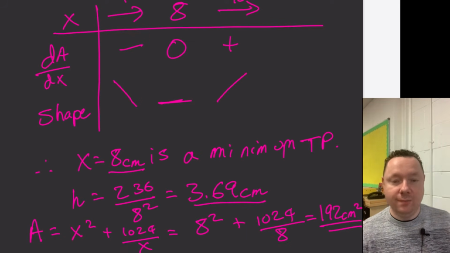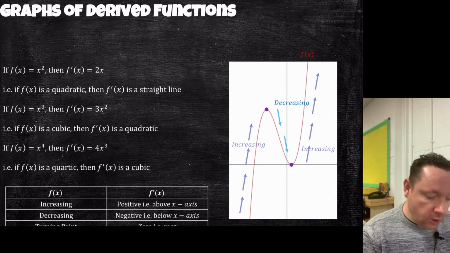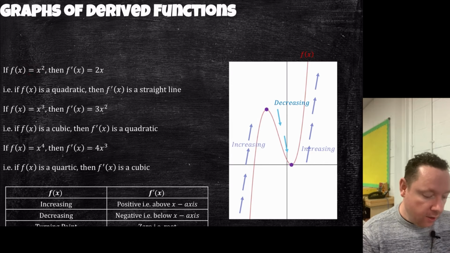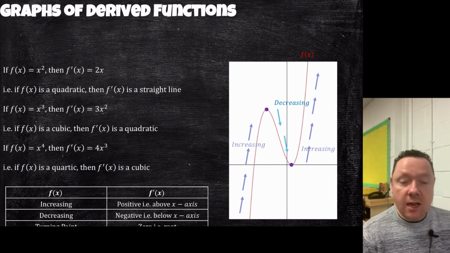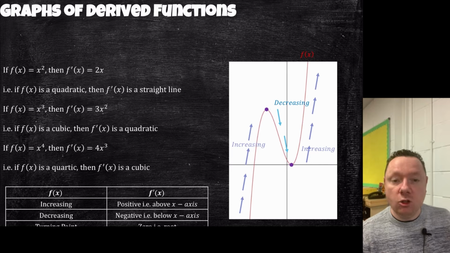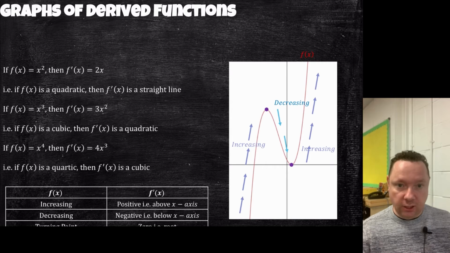So we're done there. Graph of derived functions for S3 higher maths. So just a little reminder of what happens. If we've got x squared, a quadratic, if we differentiate that, x squared becomes 2x, well, that's just a linear, a straight line. Any quadratic that you differentiate, you're expecting a straight line. So if we had a picture of a quadratic, which would just be a curve, we would expect a straight line when we differentiate it.